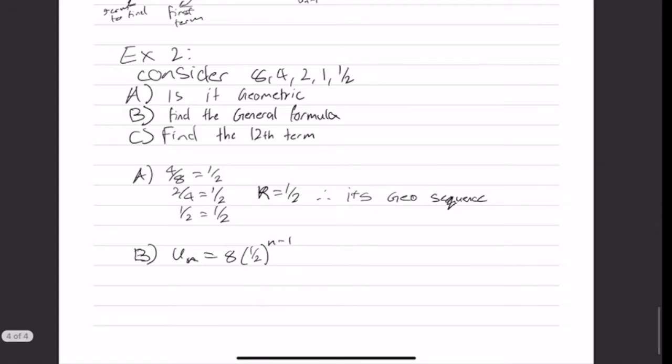And lastly, find the 12th term. So to do this, we'll just substitute 12 into all the n's. So un, the value we have to find, equals 8 times half to the power 12 minus 1. So un should equal 8 times half to the power 11. You can put this in the calculator and you should get 1 over 256. So that's the value of the 12th term.